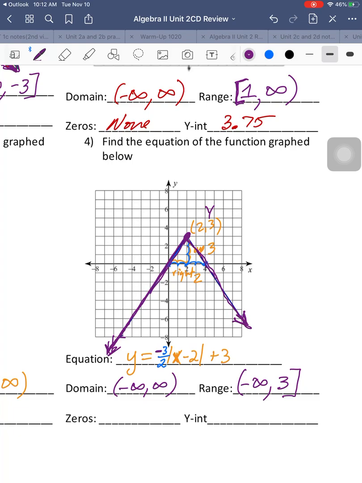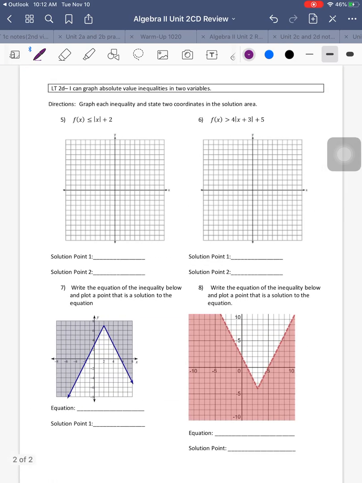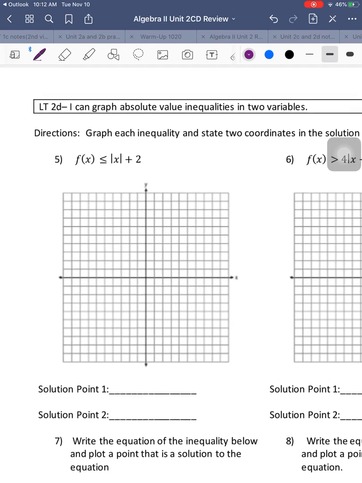All right, moving on. Zeros. Looks like we have 0 and 4. Don't put parentheses around that, because then it would be a coordinate 0, 4. So just put 0, 4, or you could put 0, 0 and 4, 0. Either one. Y-intercept looks like it's at 0. Crosses the y-axis at 0. And there's your 2C.